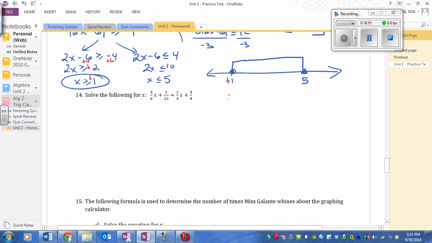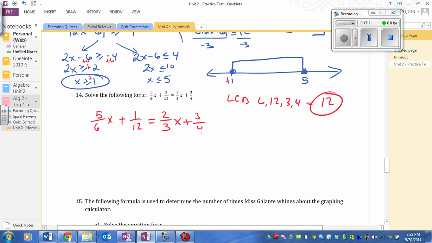Alright, so the lowest common denominator between 6, 12, 3, and 4 is 12. That's the smallest number they all go into. So this is my equation, 5x over 6 plus 1 over 12 equals 2 over 3 x plus 3 fourths.